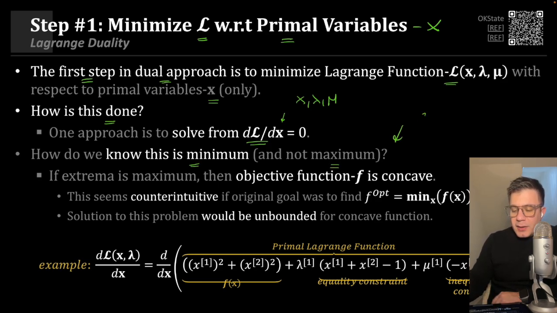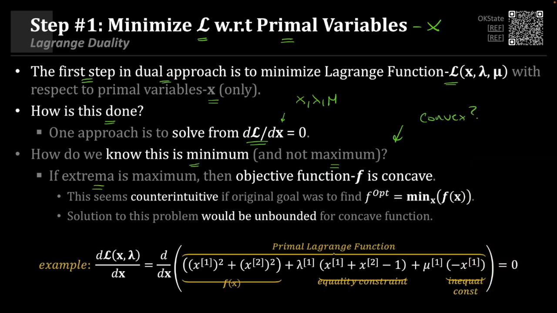This goes back to the convex question we asked earlier. If the extremum that we calculate from here is a maximum, then that would mean that the objective function is concave. And this seems pretty counterintuitive if the original goal was to find the minimal output of the objective function. So we're really going to use a common sense approach here, which assumes that if we're asked to do minimization, most likely it's being applied to a problem where we have a convex or at least affine objective function, in order to make sense and be a valuable goal to achieve.